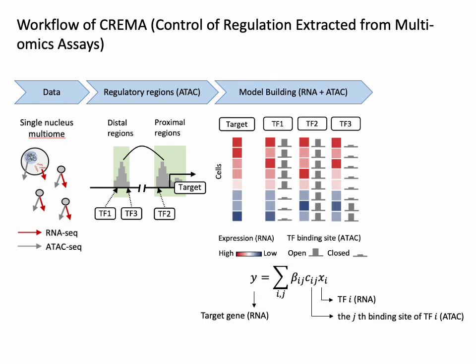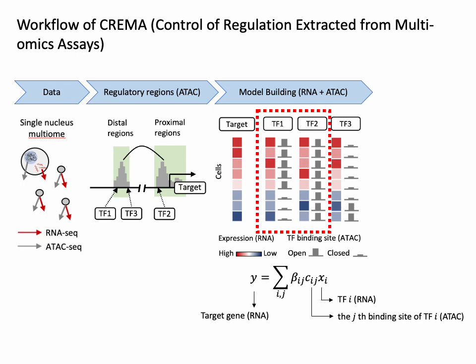Then, in the model building step, we combine the same cell measurements of RNA and ATAC. Specifically, we use a linear model where the regressors are the product of the TF's RNA level and the chromatin accessibility of the TF's binding site. The purpose is to select TFs that not only co-express with the target gene, but also have accessible binding sites in the regulatory regions.